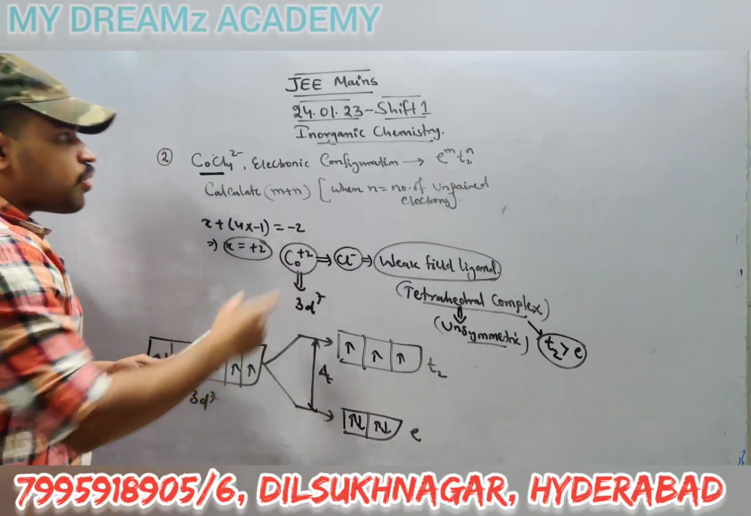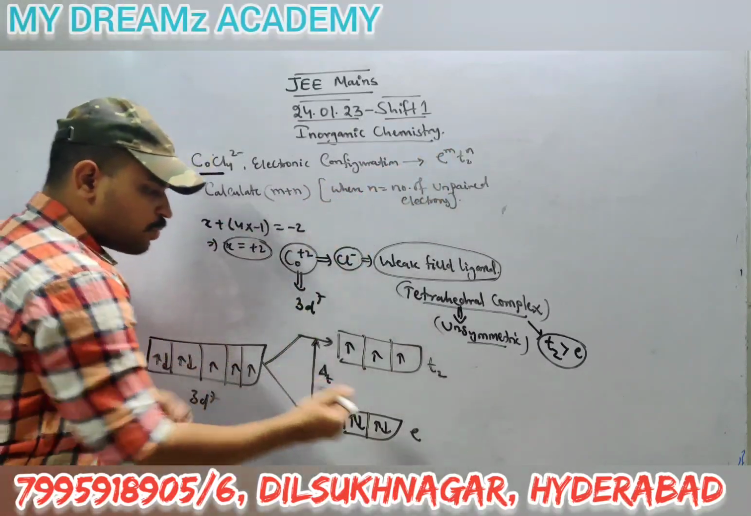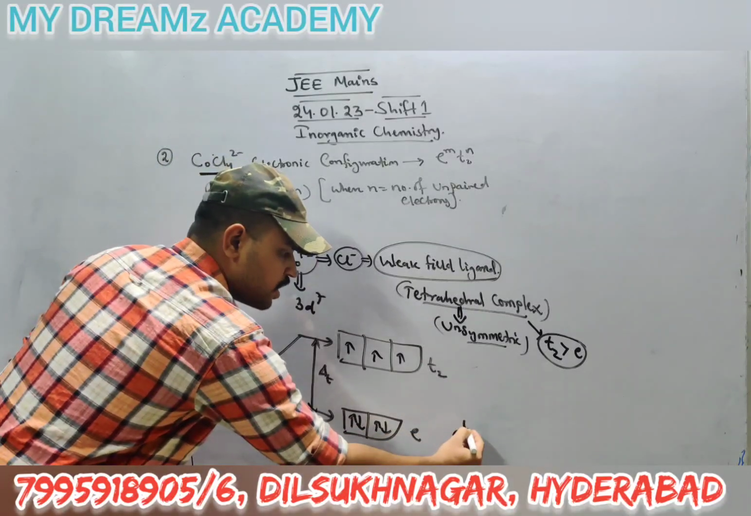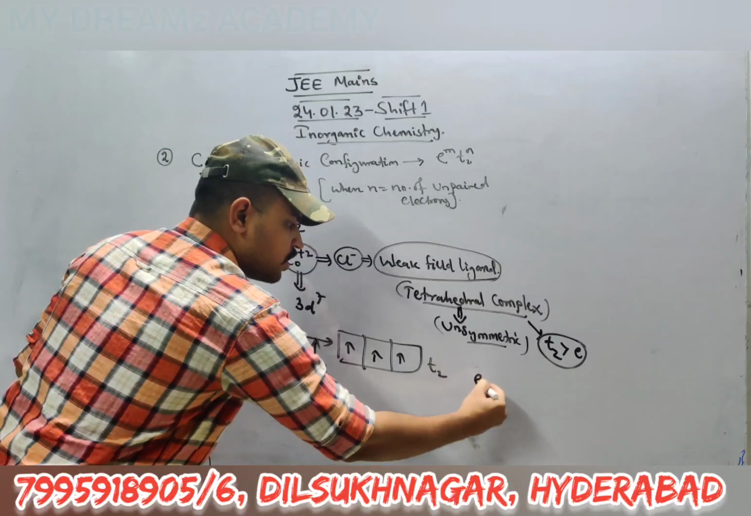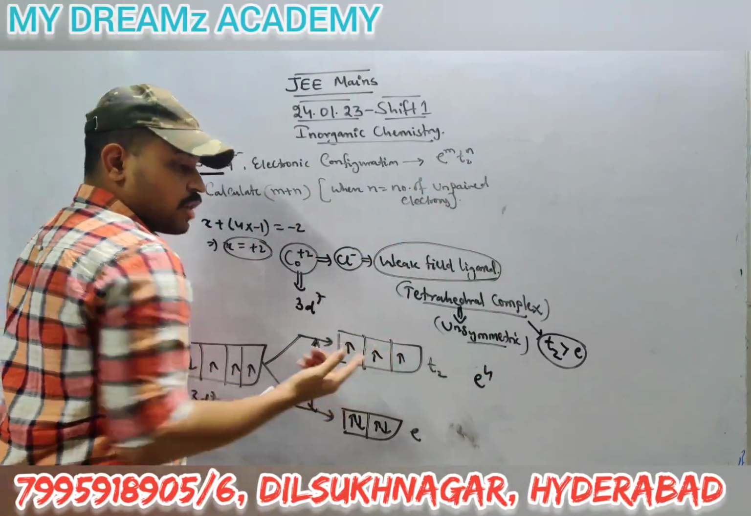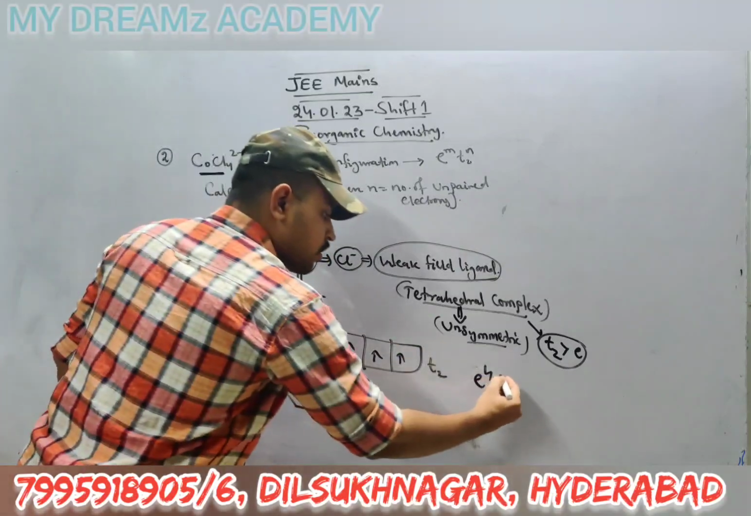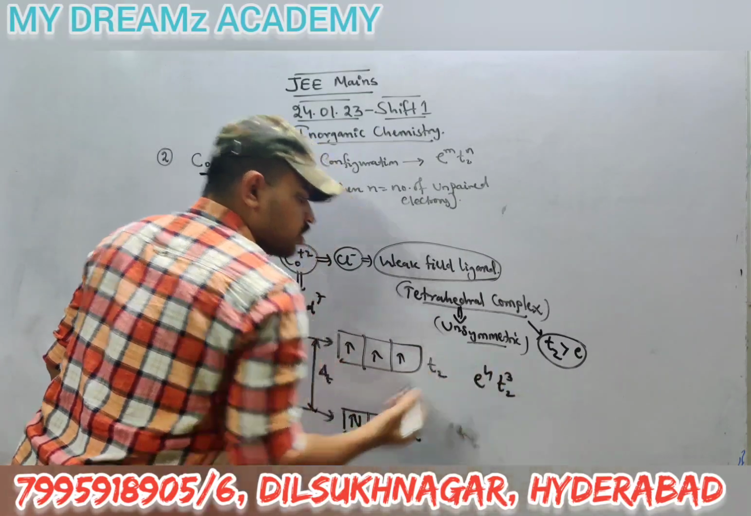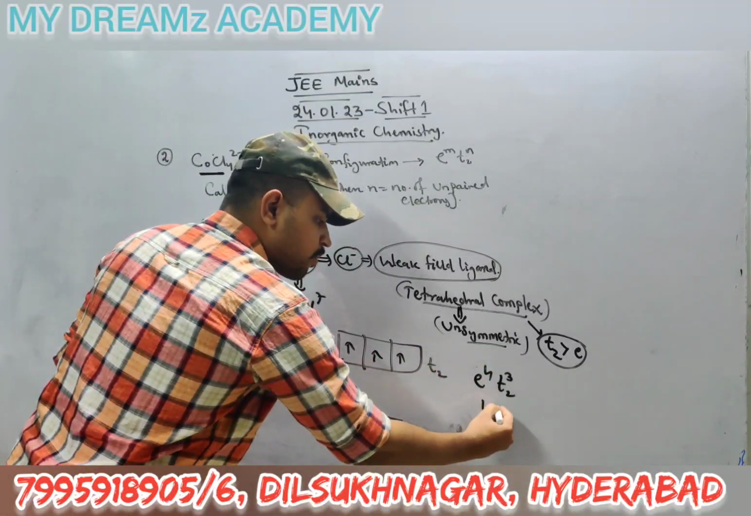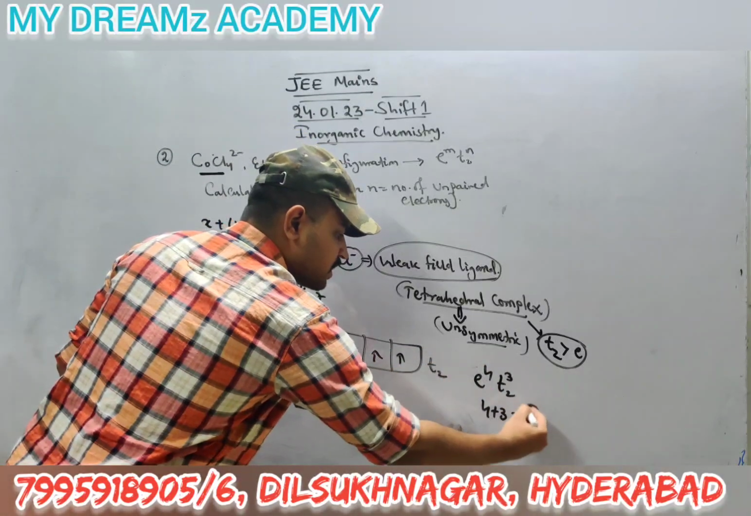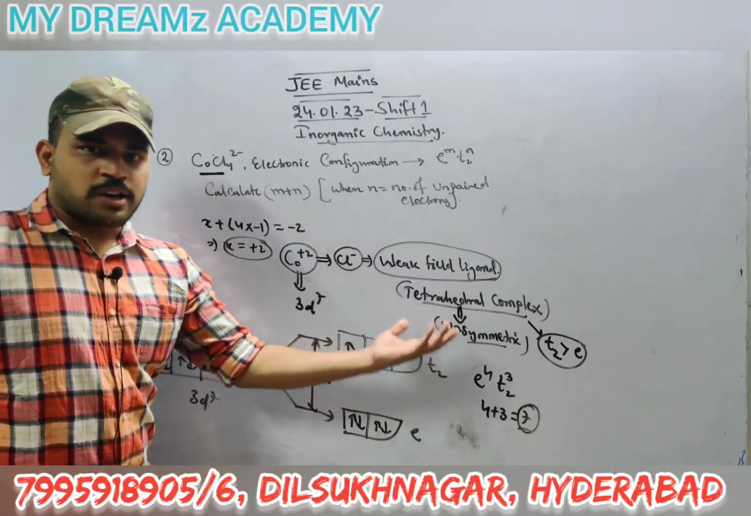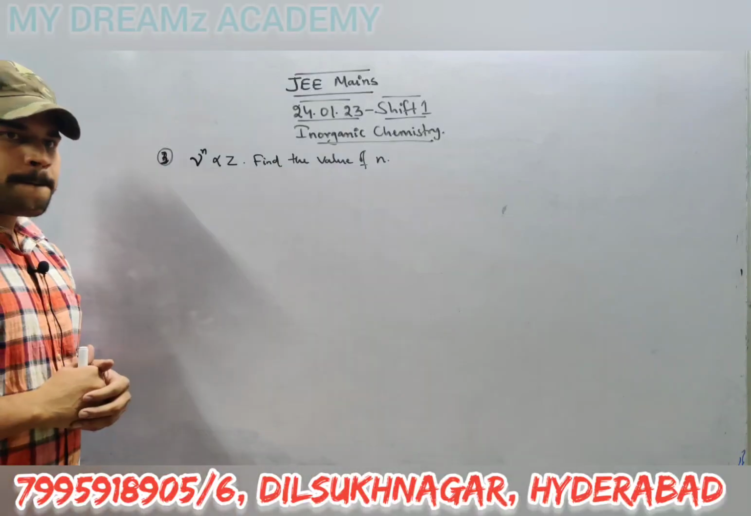In this case, they are asking for e to the power m. In e, how many electrons are there? 4, so e to the power 4. And in t2, how many electrons are there? 1, 2, 3 unpaired electrons, so t2 to the power 3. So m plus n is 4 plus 3, and the answer will be 7. This is the answer for this question.